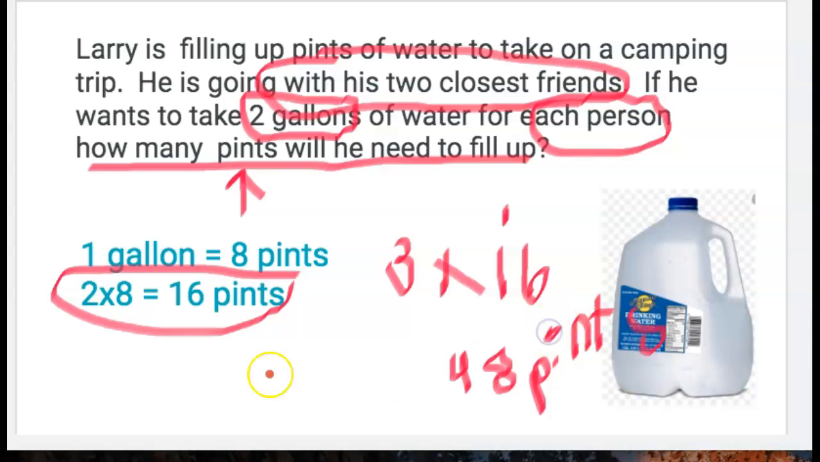Now you'll notice as you go from something bigger to something smaller, you have more of them. So 1 gallon is going to have a lot of pints in it, and pints are going to have a lot of cups in them, because when you break it down to something smaller, the amount that you have is going to increase.